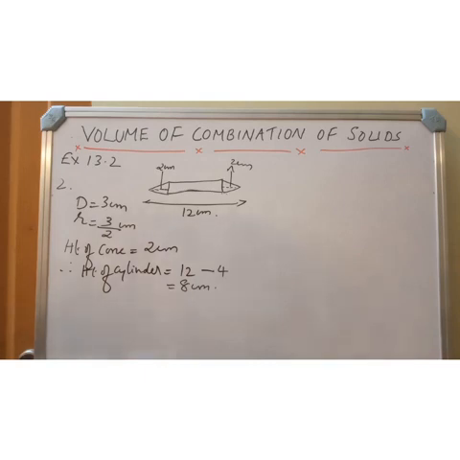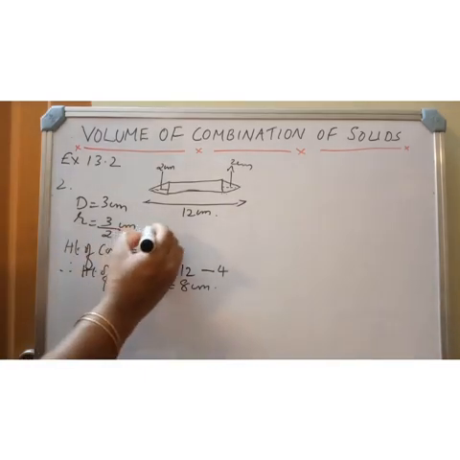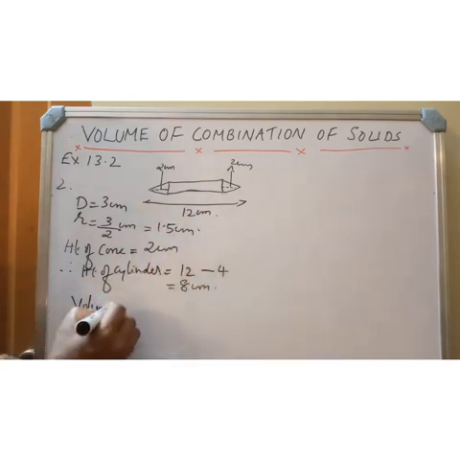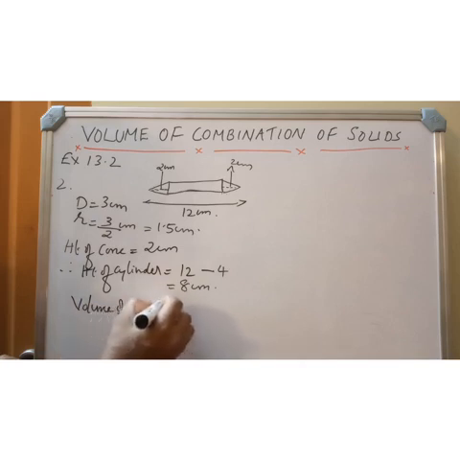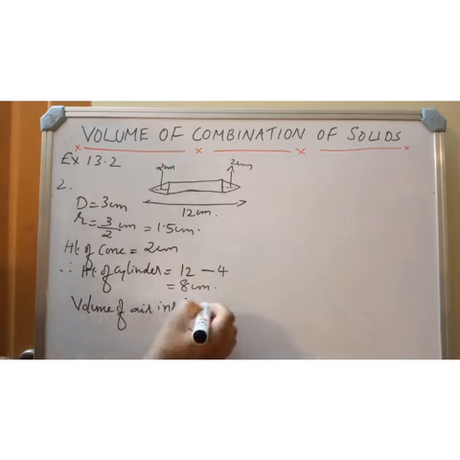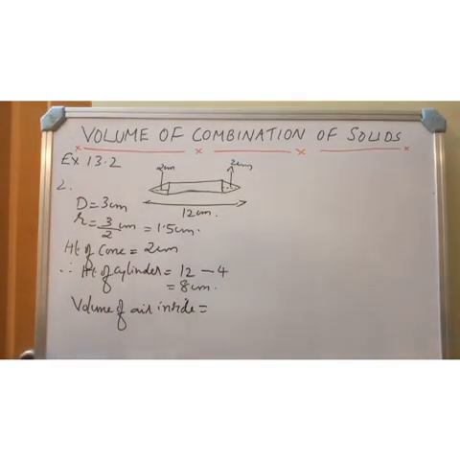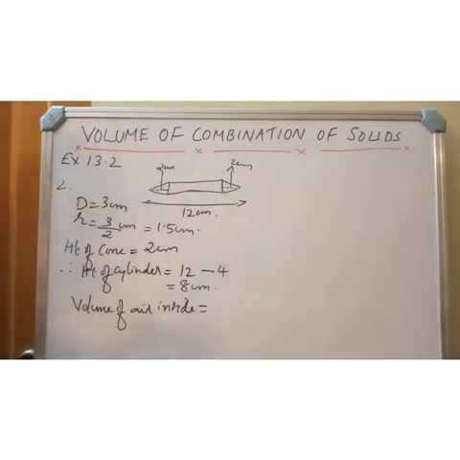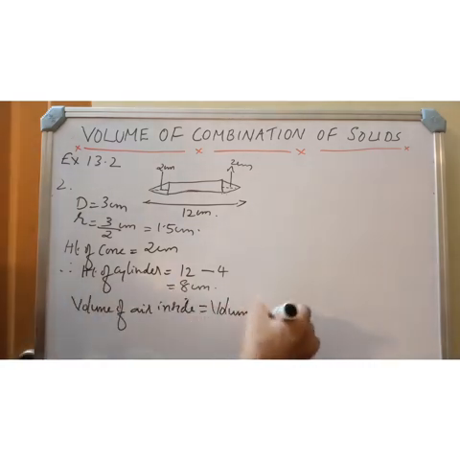Volume of the air inside this shape is equal to volume of two cones plus volume of cylinder, isn't it? Because we are having two cones and a cylinder, so we must write volume of cylinder plus volume of two cones.